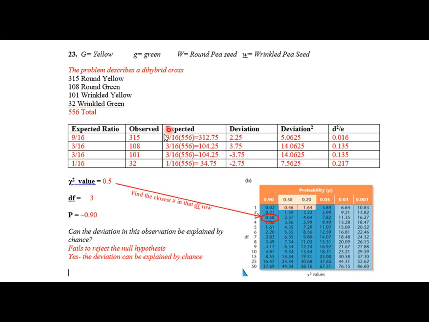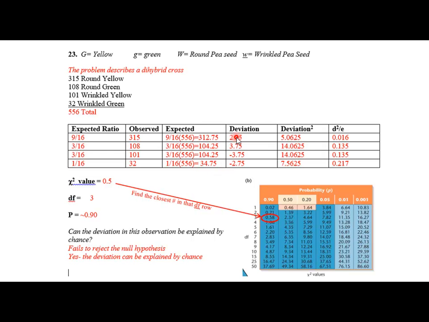So then to figure out what your expected should be, you add up all of the offspring. You get 556. You multiply each of these fractions times 556. So 9/16 times 556 is 312.75. 3/16 times 556 is 104.25, which is this one as well. And 1/16 times 556 is 34.75.